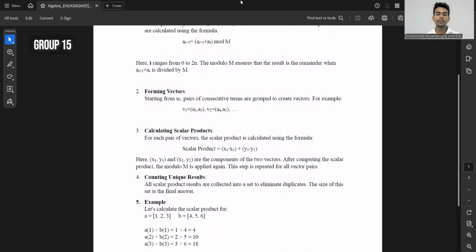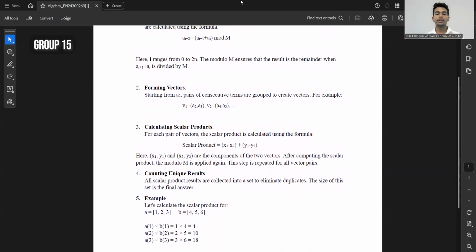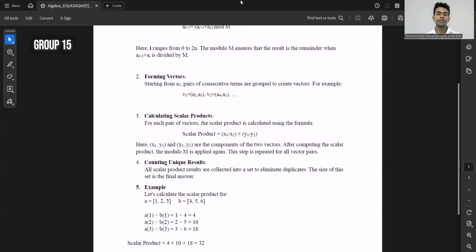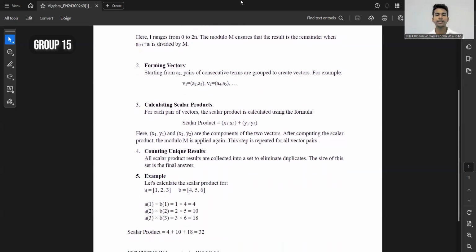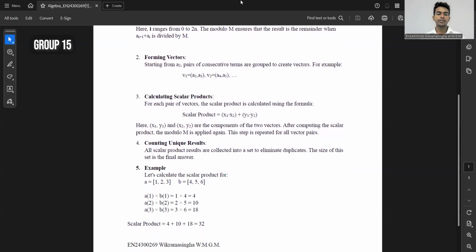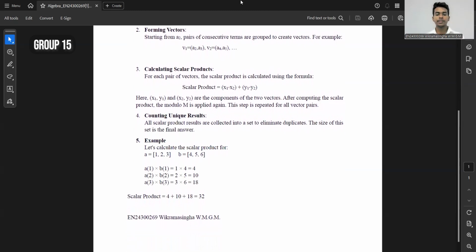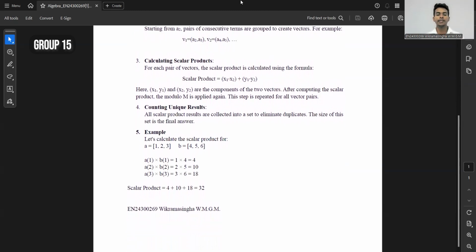Now we calculate the scalar product for each pair of consecutive vectors. The formula is: scalar product equals x1 times x2 plus y1 times y2, where x1, y1 and x2, y2 are components of two vectors. Finally, collect all scalar products into a set. This ensures only unique values are stored. Count the size of this set and we get the answer.